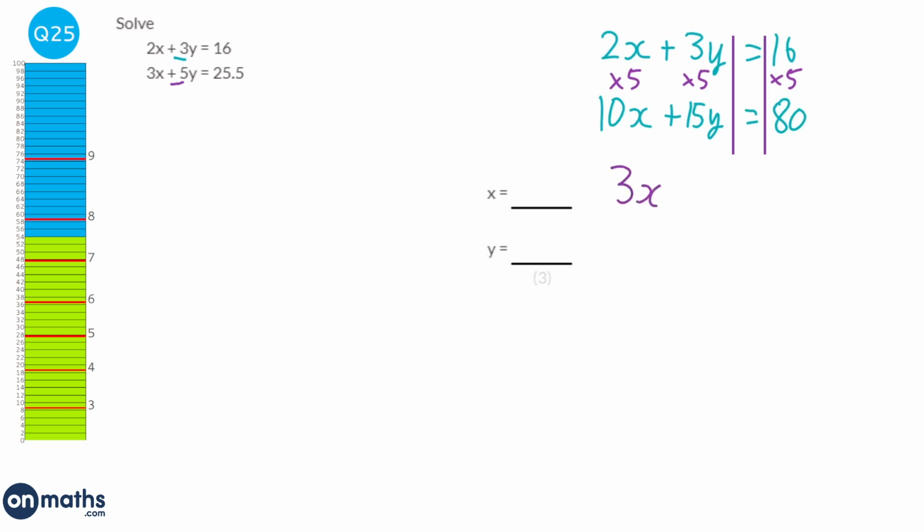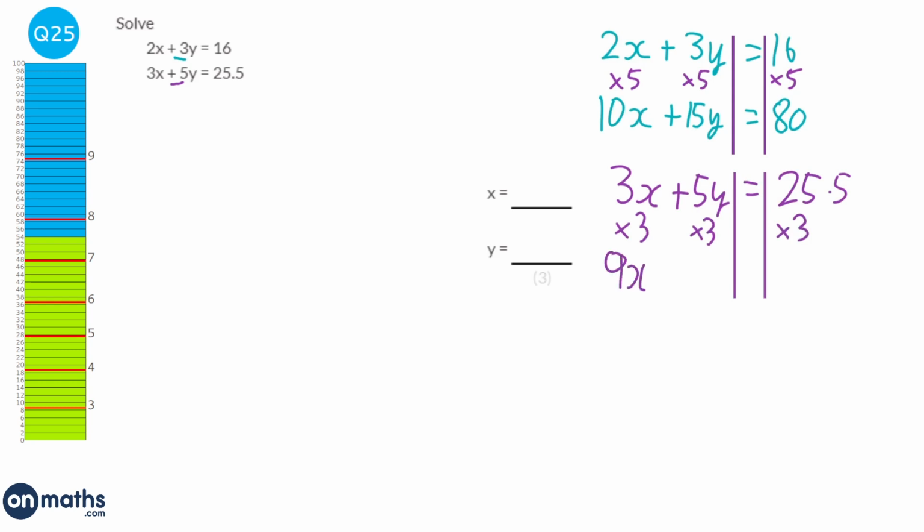So we're just going to copy out the equation, get our lines in, and we're going to times everything by 3 this time to make the y coefficient 15. So we've got 3x times 3, which is 9x, 15y on the next one, and then 25.5 times 3, which is what, 76.5.